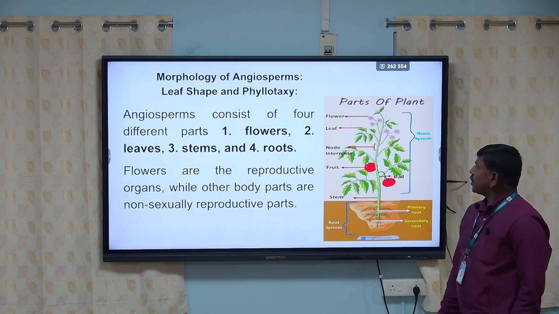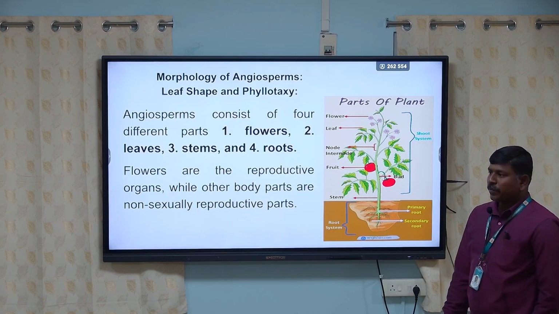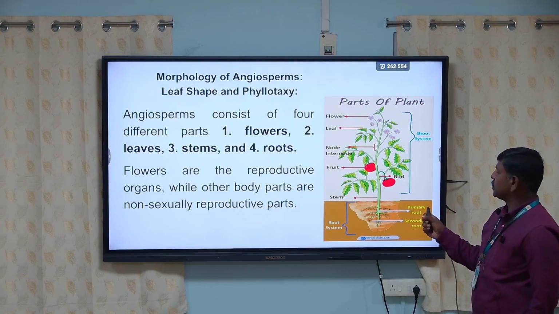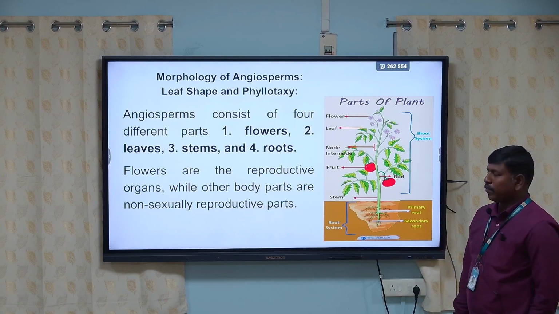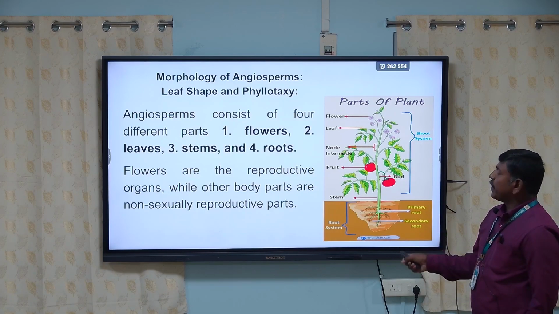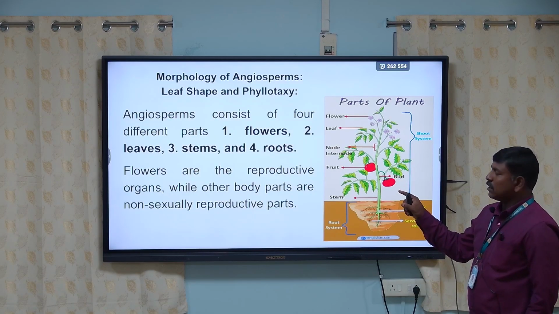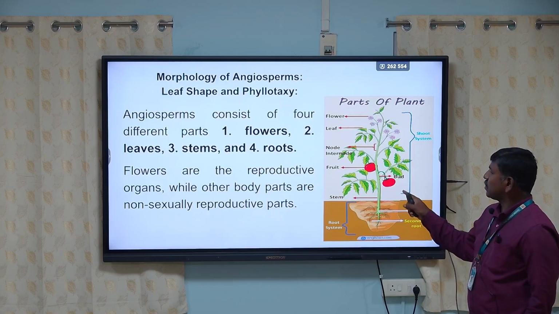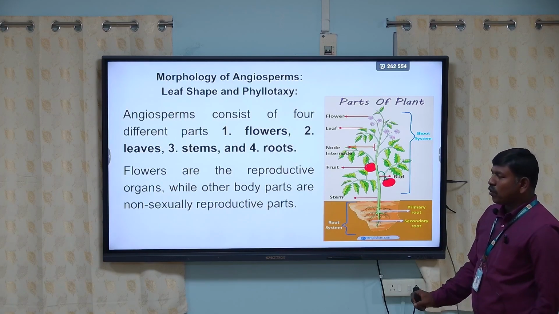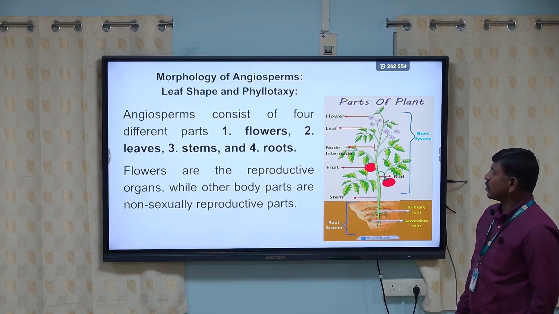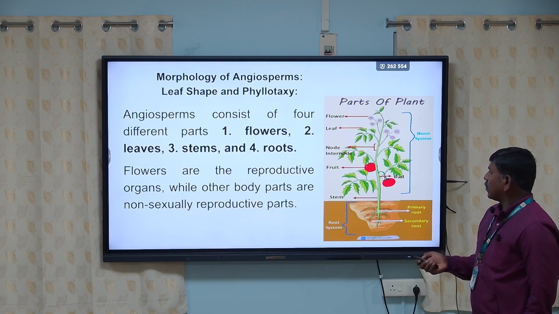Here I just want to give the introduction about the angiospermic plants. This structure will explain both the shoot and root system of the plant. In the shoot system we can observe the flowers, leaves and stem, and in the other, the root system, we can observe the roots. The flowers are the reproductive organs, while the other body parts are non-sexually reproductive parts. So please note it down.